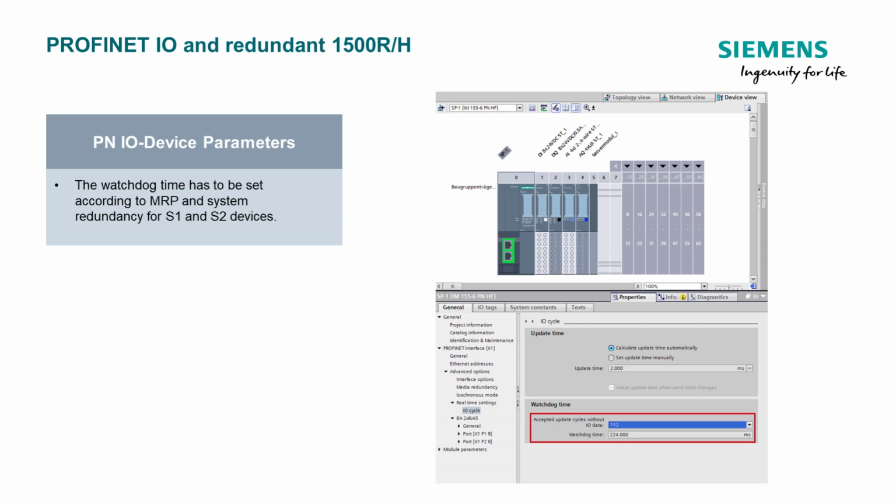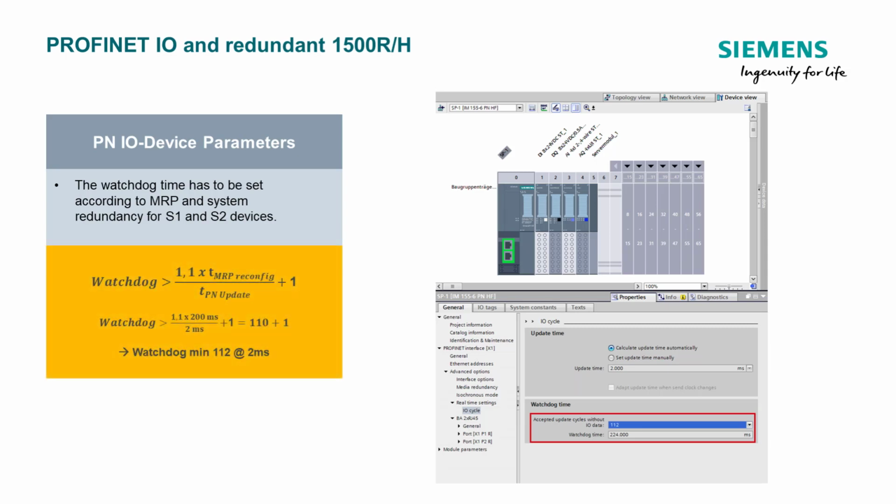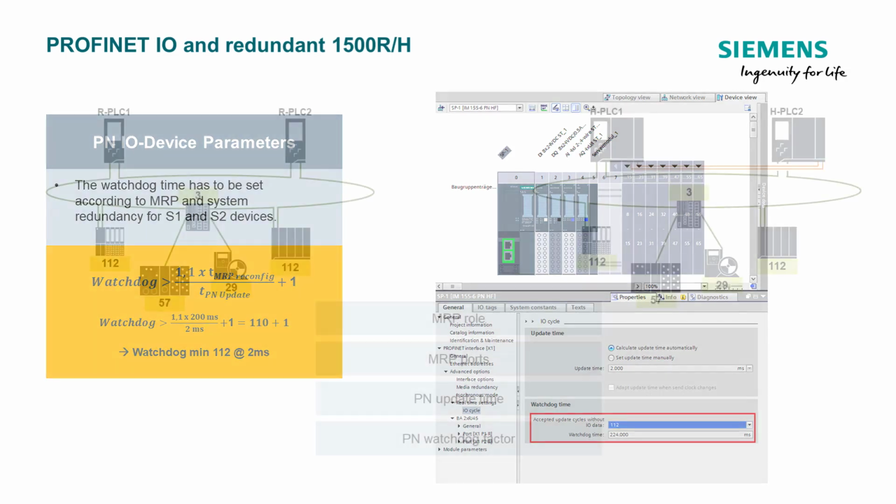For example, a PNIO device with 2 milliseconds update time requires a minimum value of 112 as accepted update cycles without I/O data. The correct value can be calculated by the mentioned formula. During the watchdog time, the PNIO device will not fail and waits for updated I/O data from the controller. The setting is not only needed for the devices in the ring but for all devices separated by a switch.